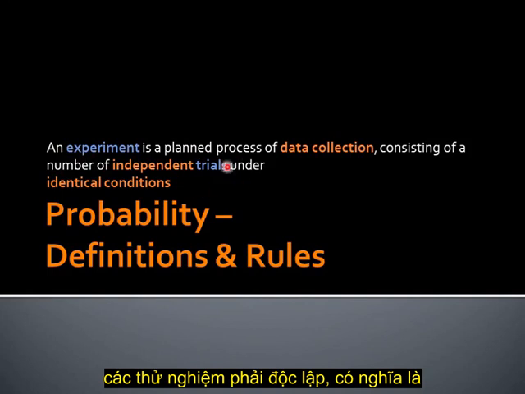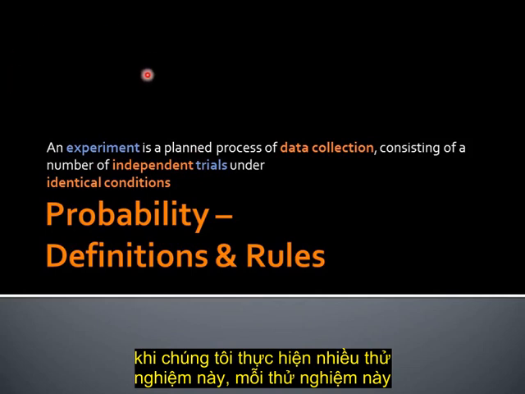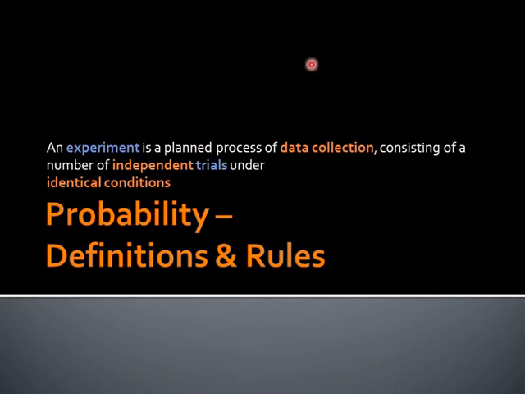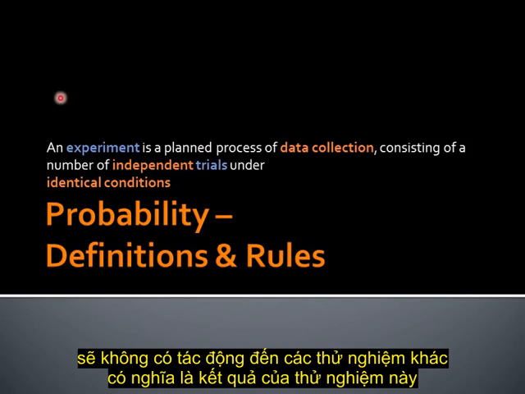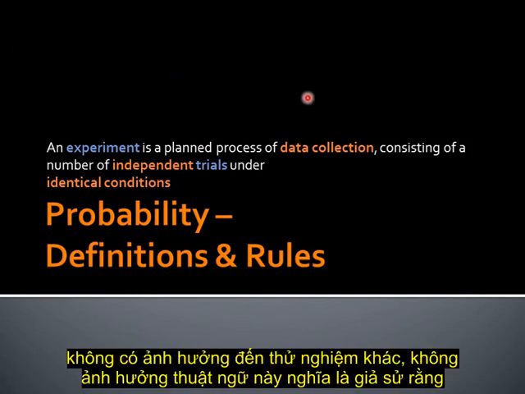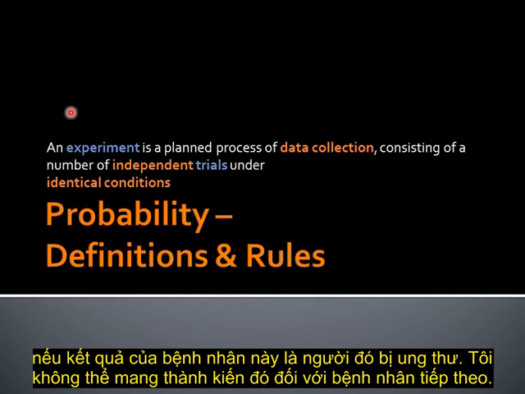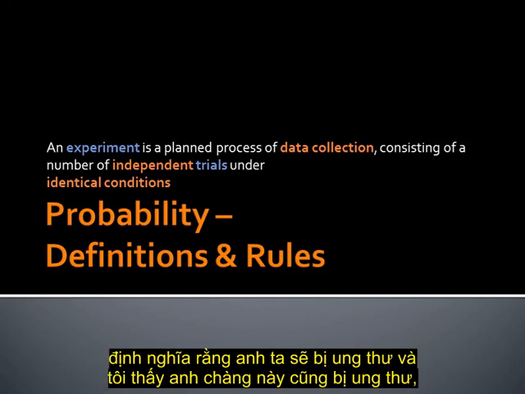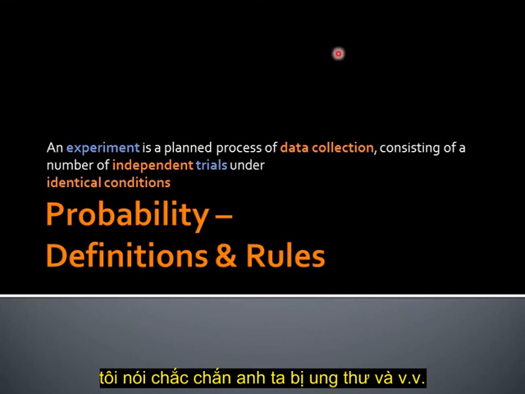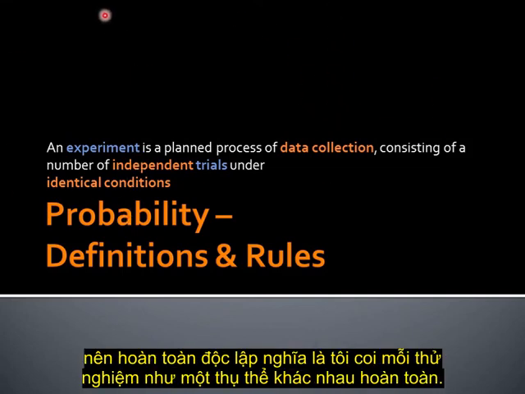It should consist of independent trials. Remember what trials are? These experiments, what we are doing. And independent here means that as we do these multiple trials, each of these trials should have no impact on the other, meaning the outcome of this trial should have no influence on the next trial, or the next. Let's say we're measuring that smoking and cancer one. If the outcome of this patient was that he had cancer, I cannot carry that bias with me to the next patient and say, oh, definitely he's going to get cancer, and then I see this guy also has cancer, and I say, oh, definitely he has cancer, and so on and so forth. It should be totally independent, meaning that I treat each trial as a totally separate object.